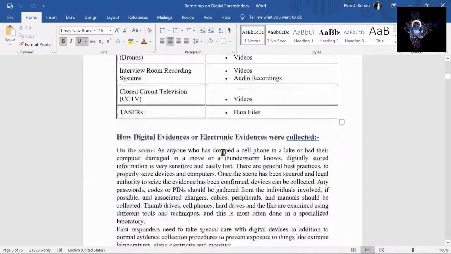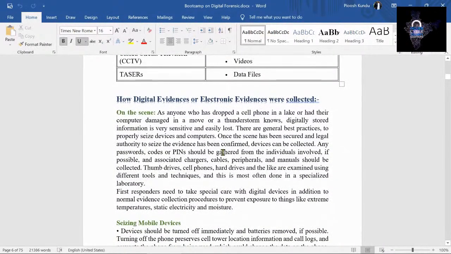Now, how were digital or electronic evidences collected? On the scene, anyone who has dropped a cell phone in a lake or had a computer damaged in a storm or thunderstorm knows digitally stored information is very sensitive and easily lost. So there are generally best practices to properly seize devices and computers.